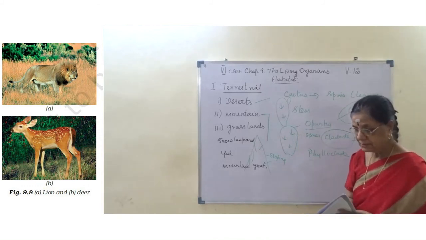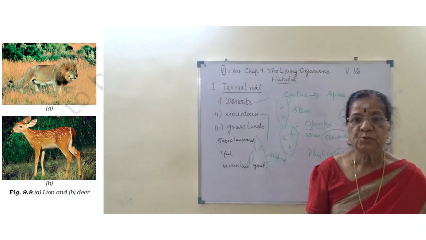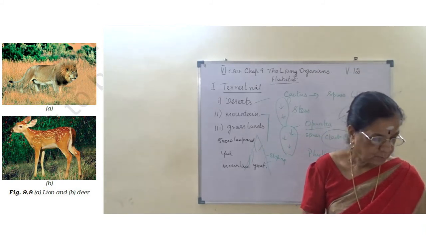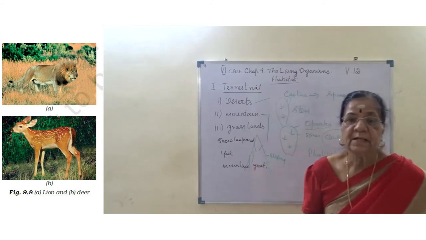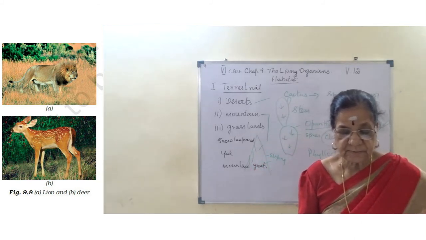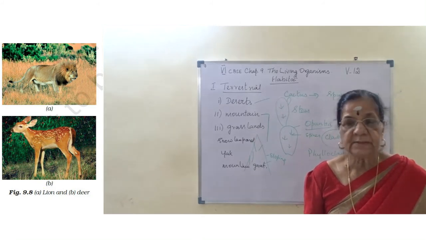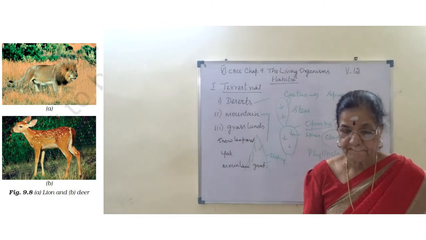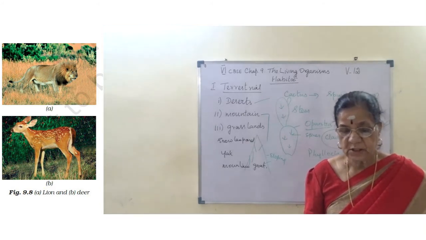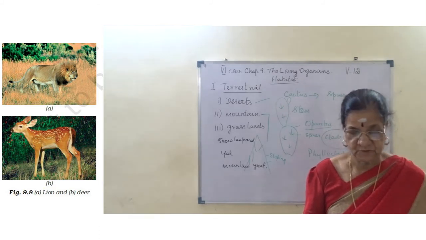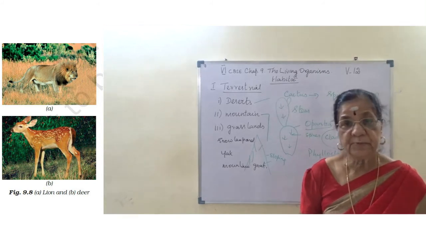Whereas mountain animals, what are they? They are snow leopard, yak and mountain goat. And for grassland, they are lion and deer. Lions have light brown color and it helps them to hide in dry grassland when they hunt for prey. The eyes in front of the face allow it to have a correct idea about the location of its prey. And deer is another animal which needs speed.